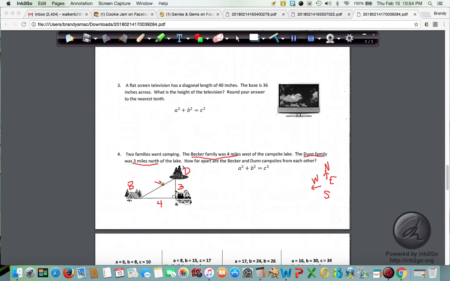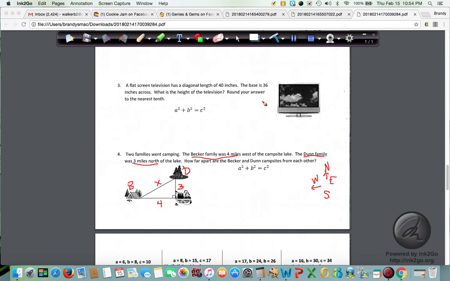And they want to know how far apart they are. I am not going to do anything else. No arrows. No, this is A, B, or C. Hopefully by this point you can figure that out. Plug it in, solve for X, and tell me how far apart they are.